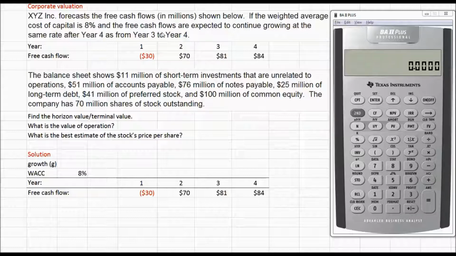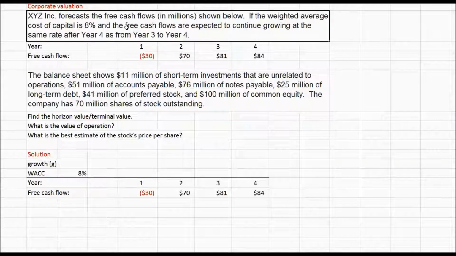If you read this line carefully, these cash flows are going to be growing. Free cash flows are expected to continue growing at the same rate after year 4 as from year 3 to 4. So basically, there is some information hiding. We need to figure out when these cash flows start getting constant growth. That's the key thing we need to figure out here.